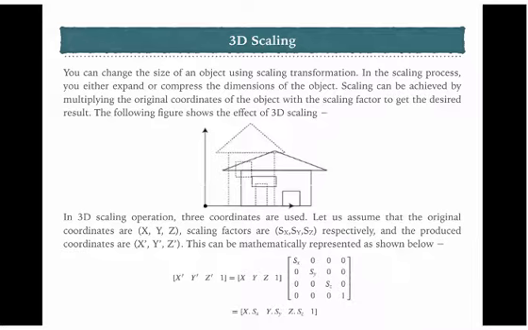In 3D scaling operation, three coordinates are used. Let us assume the original coordinates x, y, z. The scaling factors are sx, sy, sz respectively, and the produced coordinates are x dash, y dash, and z dash. This can be mathematically represented as shown below. Given matrix x dash, y dash, z dash, 1 is equal to the multiplication of x, y, z, 1, which is multiplied with a 4 by 4 scaling matrix, to obtain the result x into sx, y into sy, z into sz, and 1.